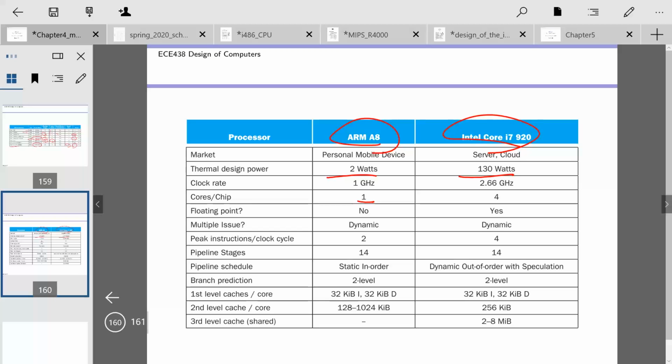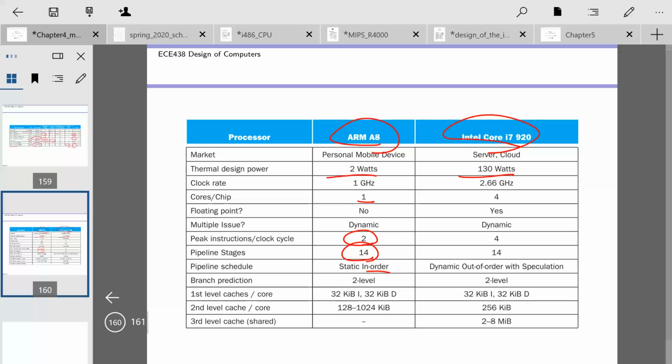Now this material is dated. Most of this book was updated in 2014, so most of the material is from the 2012 to 2014 time period. It's very common to have mobile processors with multiple cores now. They have 4 to 8 cores. In fact, we're even looking at going multi-core on ours as well. The A8 does not have floating point. The A9, which is the successor to the A8, does have floating point. It is multiple issue. It's 2 instructions per cycle, okay, and 14 pipeline stages, but it's in order.